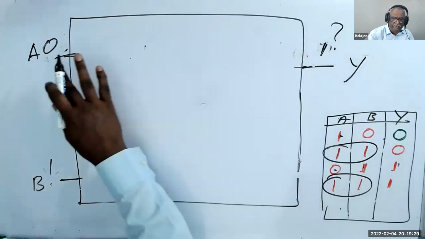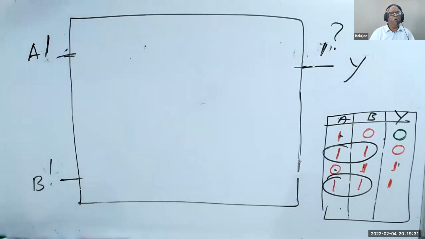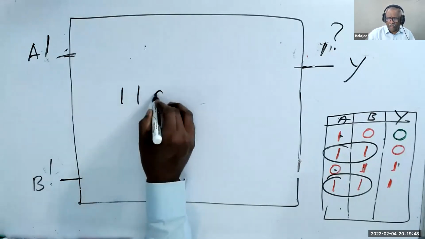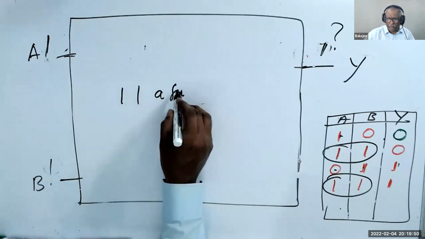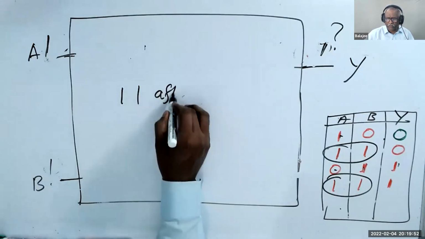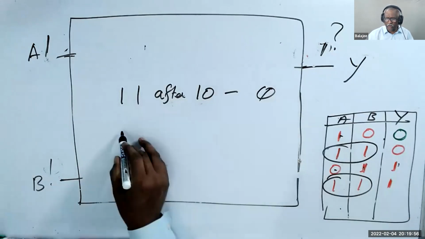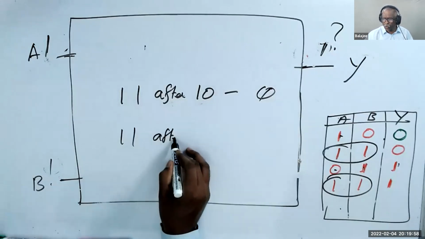But if I say 1, 1, you are confused. Yeah, could be X. You cannot say that. But what people did was differently. They said that 1, 1 after 1, 0 means 0. 1, 1 after 0, 1 means 1.